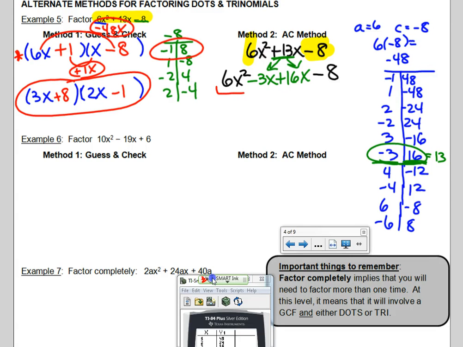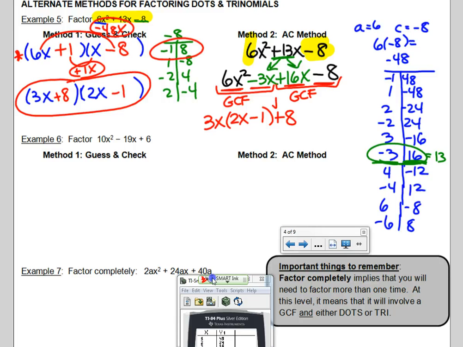Now we're going to create two groups, and we're going to do the GCF out of each group. Okay, so the GCF out of the left group, there is a 3 in common and an x in common. So 3x comes out, and then when you divide the 3x out of each term, the leftovers stay inside the parentheses. So 2x minus 1. All right, in the right group, what's the GCF of 16x and -8? A +8 is a GCF.